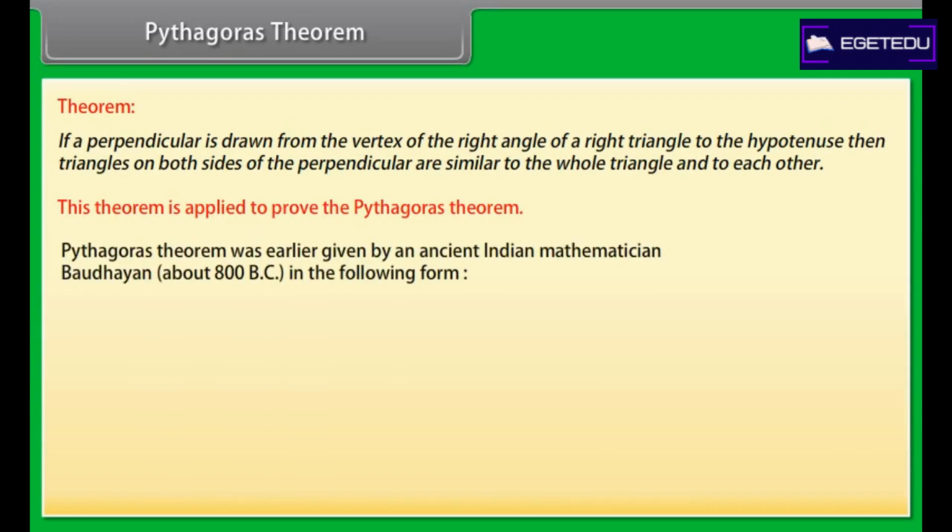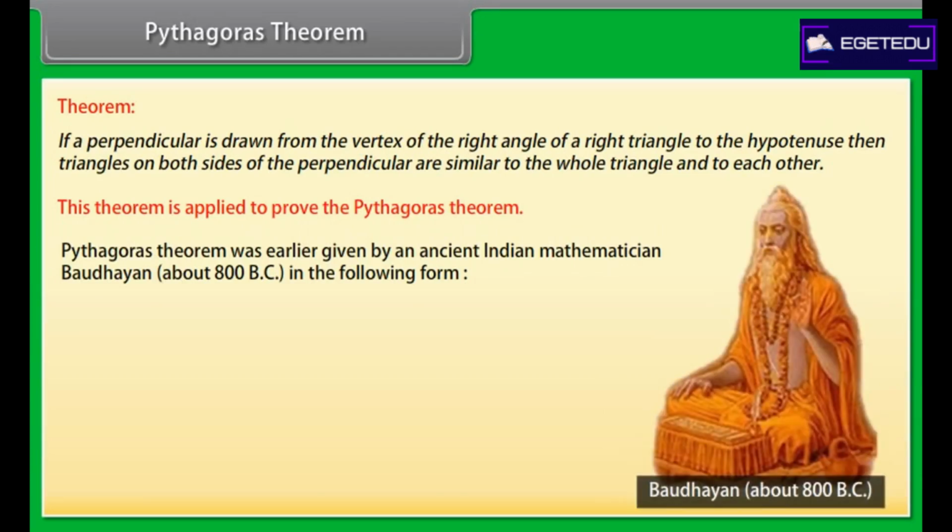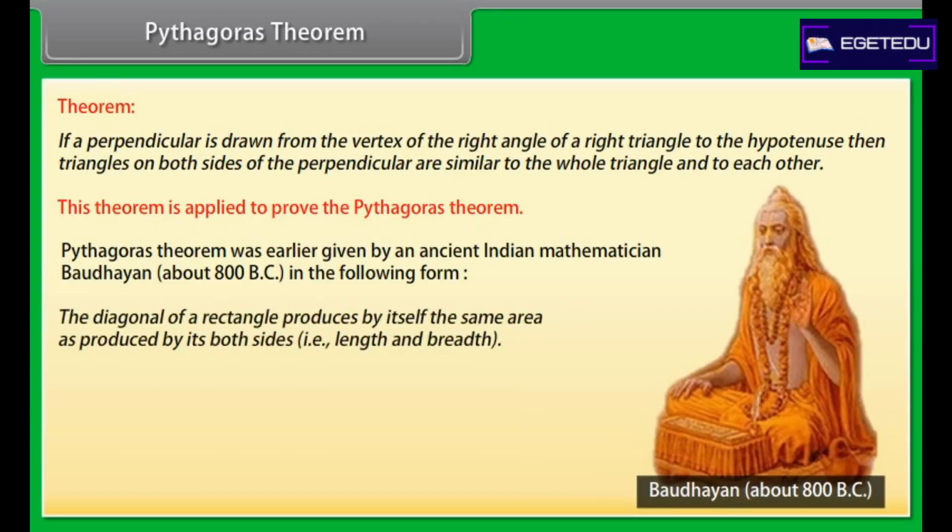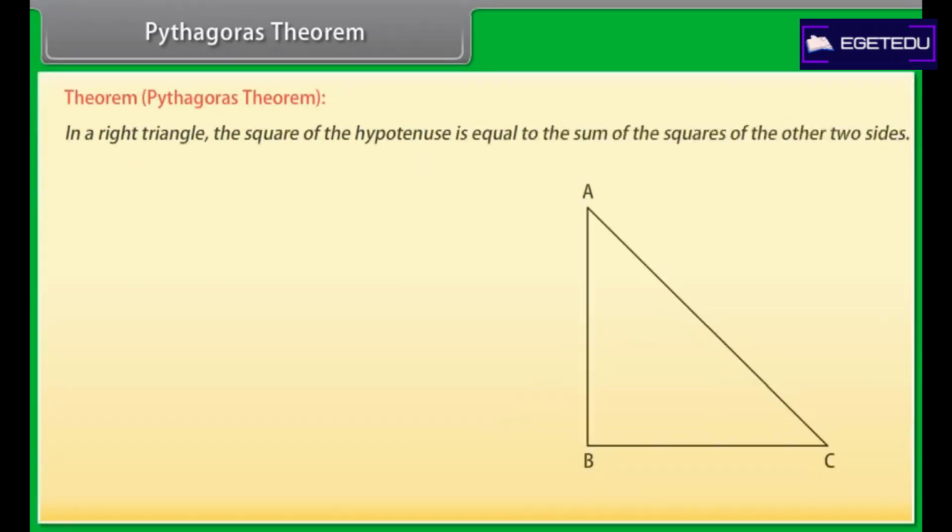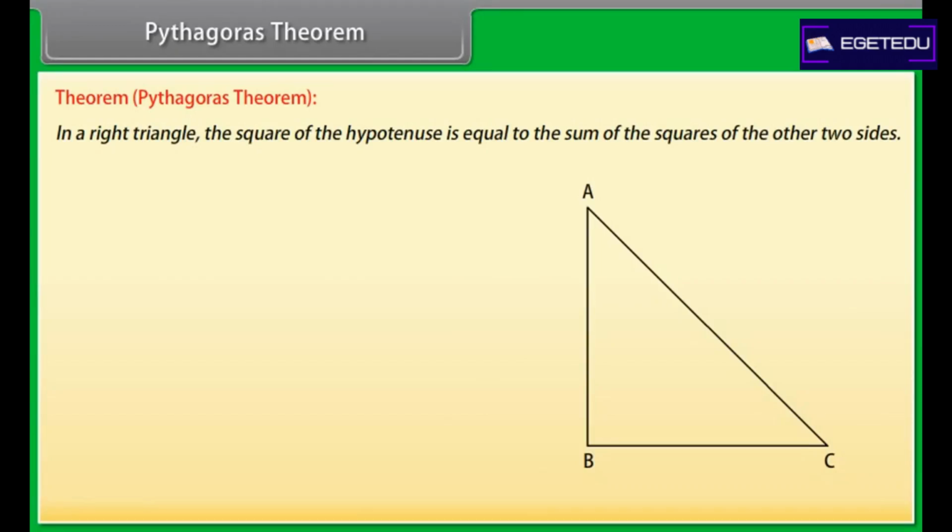Pythagoras theorem was earlier given by an ancient Indian mathematician, Bodhian, about 800 BC in the following form. The diagonal of a rectangle produces by itself the same area as produced by its both sides, that is, length and breadth. This theorem is sometimes also referred to as the Bodhian theorem. In a right triangle, the square of the hypotenuse is equal to the sum of the squares of the other two sides.